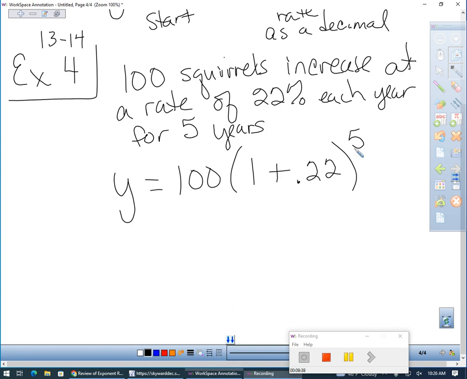So grab your calculator. Somebody plug that in and tell me what we get. 270. Okay. So let me ask you this. If we have 270.27 squirrels, can I have 0.27 of a squirrel? Yeah, so let's round that up and say we have 271 squirrels.